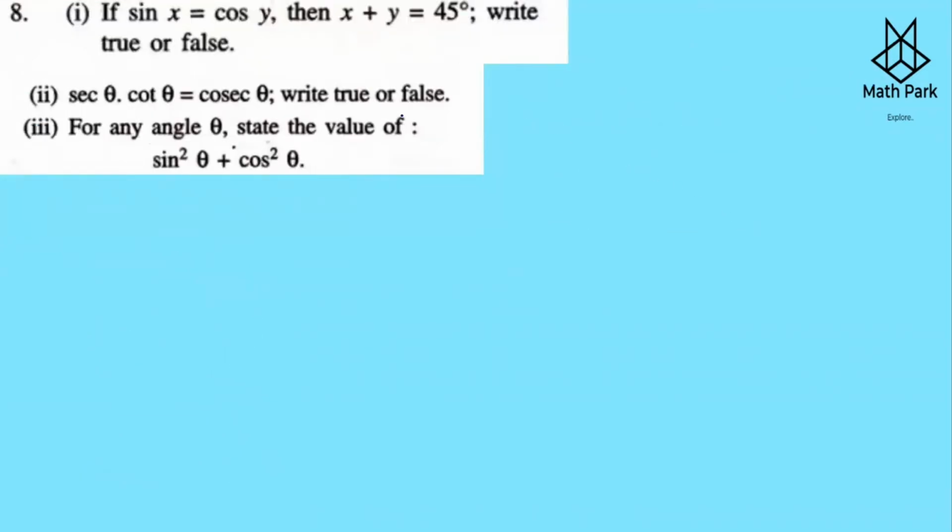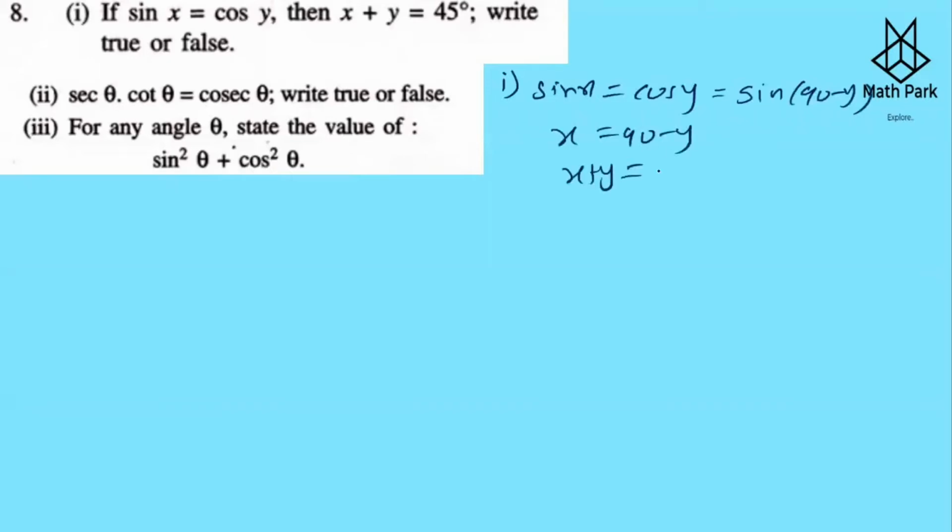Moving to question number 8. If sin x is equal to cos y, then x plus y is equal to 45. Write true or false. If sin x is equal to cos y, now this is equal to sin 90 minus y. Just now we have done. So this is how we are getting x is equal to 90 minus y. So x plus y is equal to 90 degree. So that is why this statement is false. They have given x plus y is equal to 45.